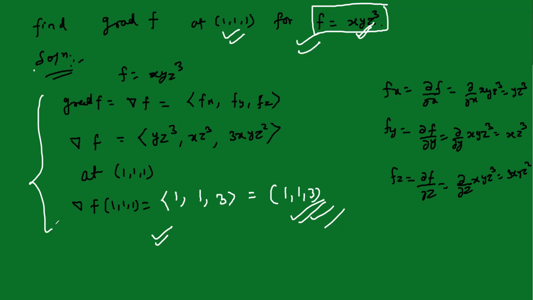We do the derivation with respect to x, then y, then z for the function. We gather them in one vector here, and we substitute the vector 1, 1, 1, or any vector, to check the value, and the result will be the slope at that specific point. It's clear.